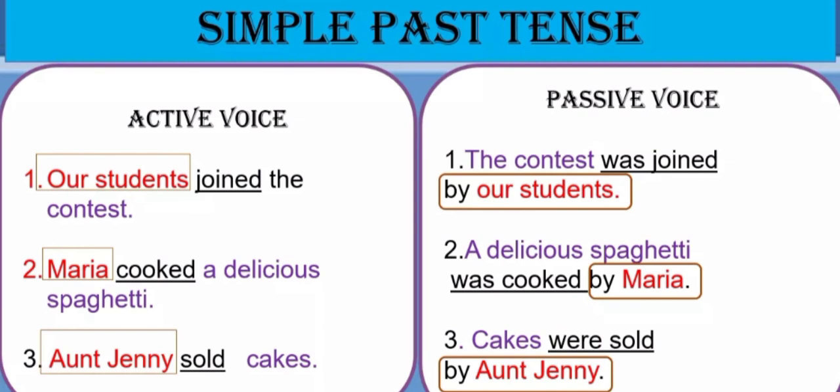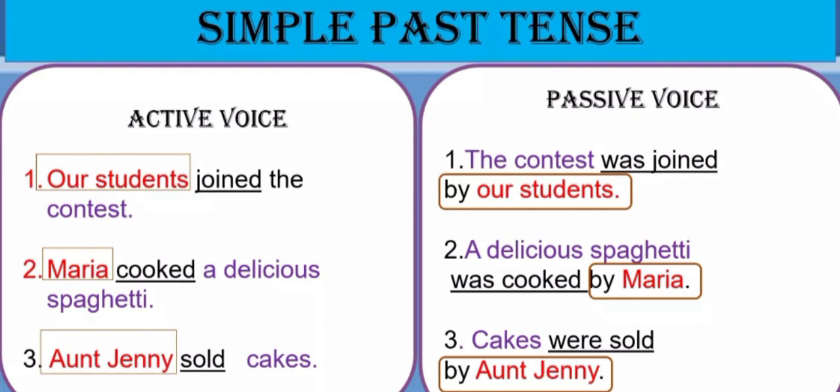So is it possible, for example, a question mark? Is it possible to remove Maria? It can be omitted. So you can say a delicious spaghetti was cooked because who did the action is not important in the passive voice. So it's possible to omit it. Next, number 3, Aunt Jenny sold cakes. So we have here cakes were sold by Aunt Jenny.